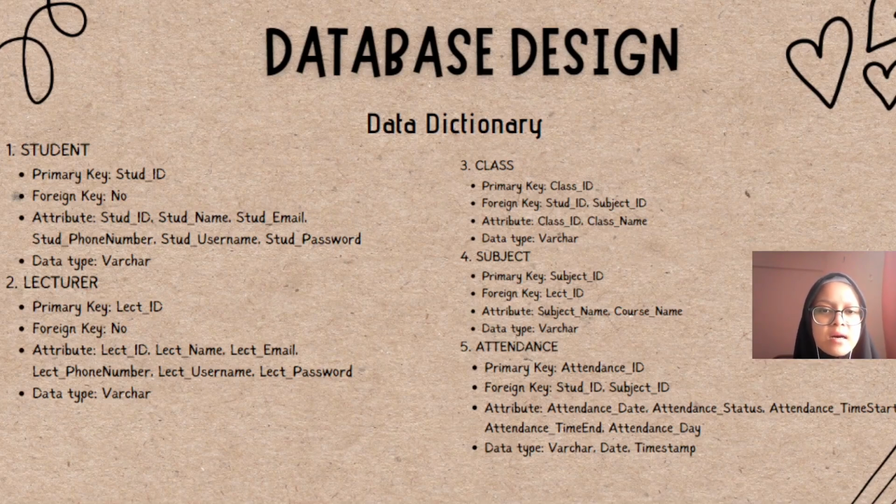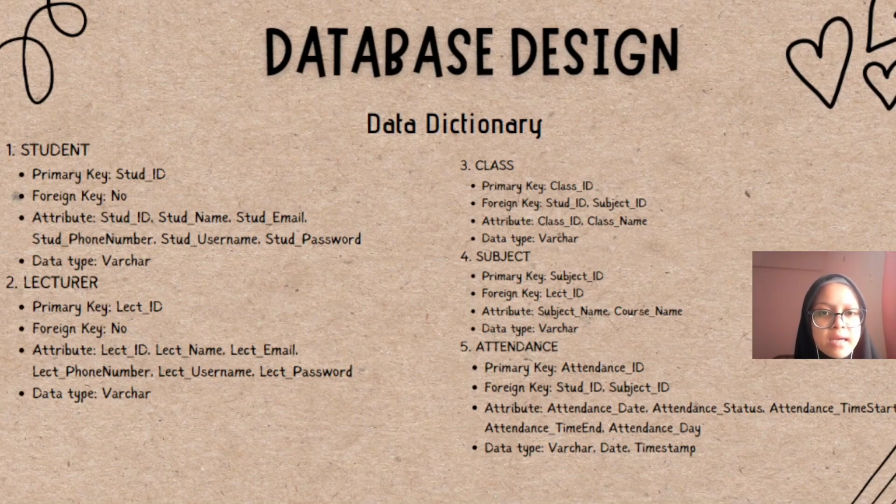Okay, next, class table. For the class table, class ID is the primary key. For the foreign key, student ID and subject ID. For the attributes, class ID and class name. For the data type for the class table, it also uses varchar.